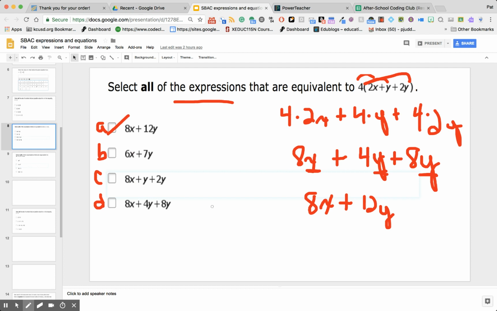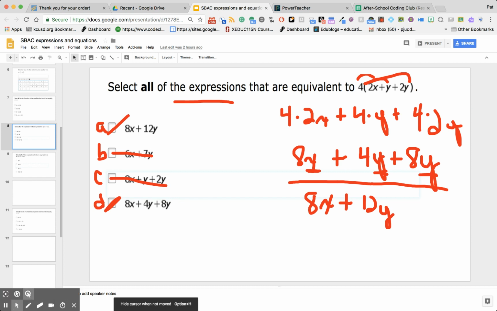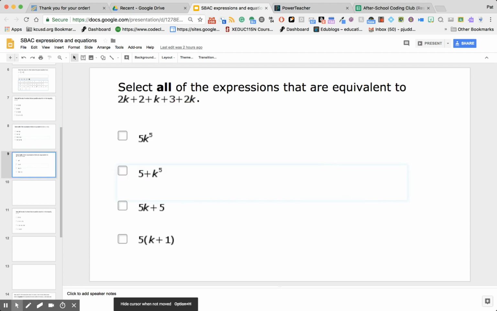So is there another one that I can say is equivalent? Well, if I don't combine my like terms, I have 8x plus 4y plus 8y. And this is also equivalent. These two are not. These are wrong. Okay? So you have A and D that are correct. On to the next one.